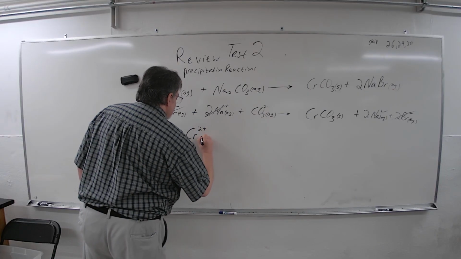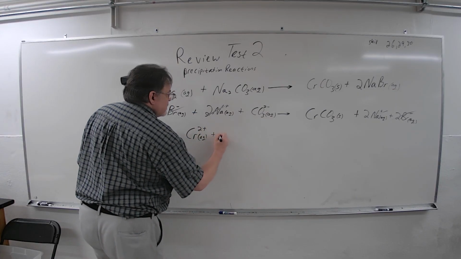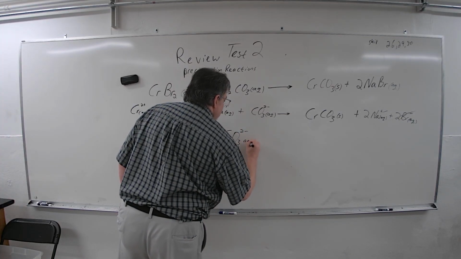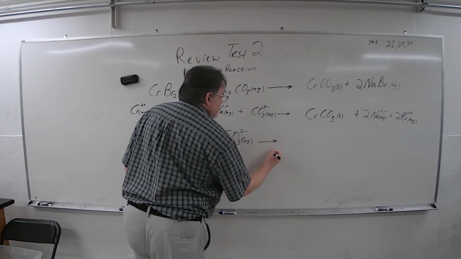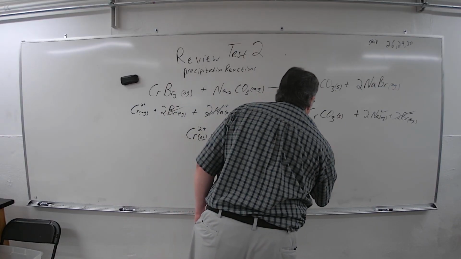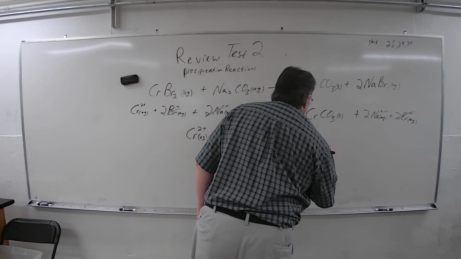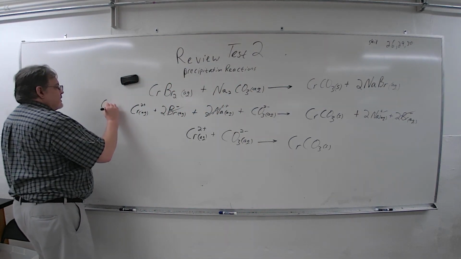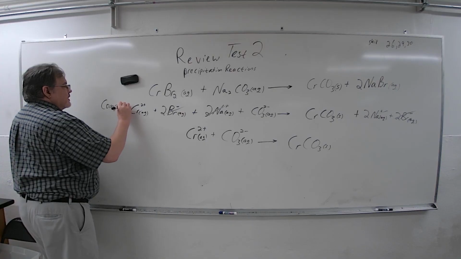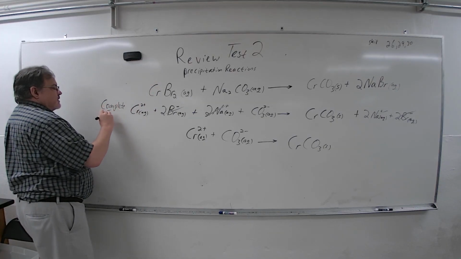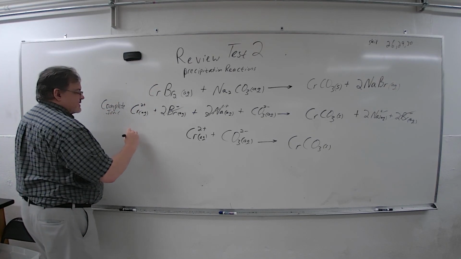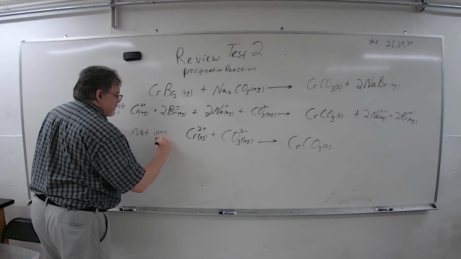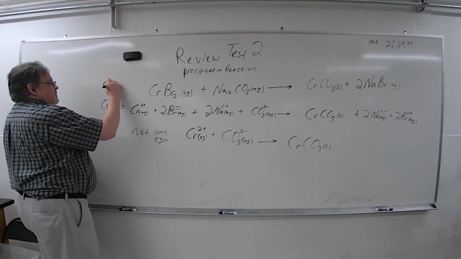Cr2+ aqueous plus CO3 2- aqueous makes Cr2(CO3)3 solid. And that's the net. Complete ionic equation. This is the net. And this is just called the molecular.